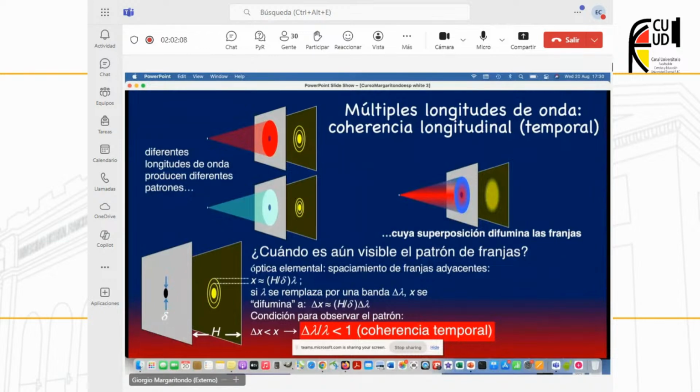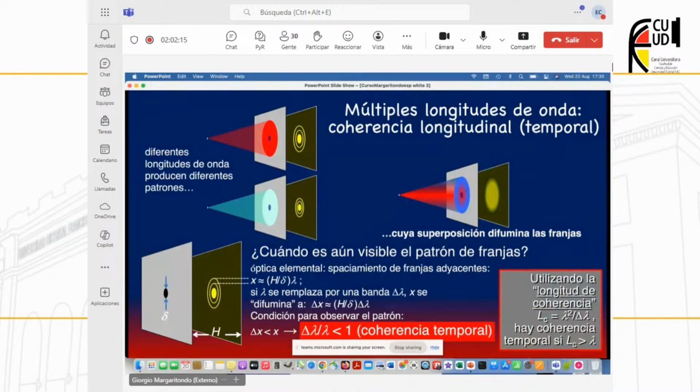Now, there is another way to express the same condition by introducing an important parameter that is very often used in synchrotron radiation, which is the coherent or coherence length, which is essentially lambda squared over delta lambda.